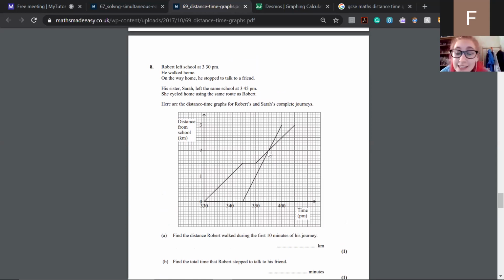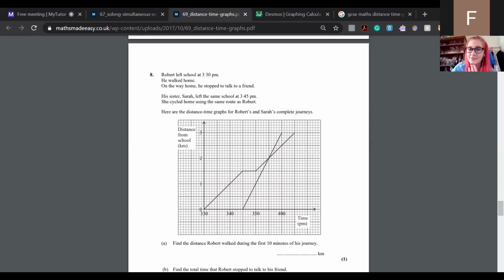So at this point here, when she cycles past him, that means they're both at the same distance from the school at the same time. That's what it means to cycle past someone, you're in the same place at the same time. So that means it's got to be at the same point. So it's here. So how far had he walked? We can look across and read from here, 2 kilometers. So once he's 2 kilometers of the way home, his sister zips past him. So I think that's quite an interesting one there.